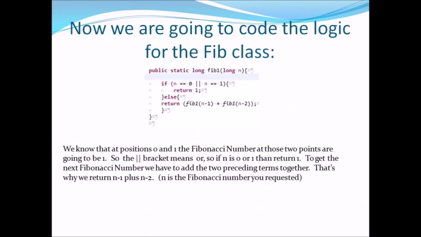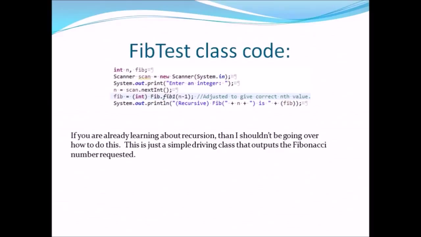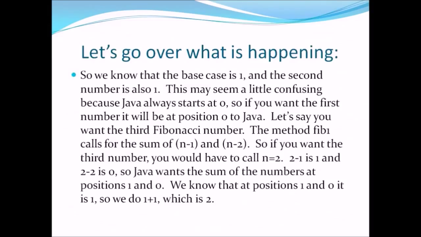So we're going to create a method called Fib1 which takes a value of n. As we went over previously, if you want the first Fibonacci number, then we have to call n equals 0. So if n equals 0 or n equals 1, then return 1 because the first two Fibonacci numbers are 1. Now we want to return the sum of the two preceding terms, which is n minus 1 and n minus 2. So here's the class code for the FibTest class. As you can tell, it's pretty much self-explanatory and I don't have to explain anything.